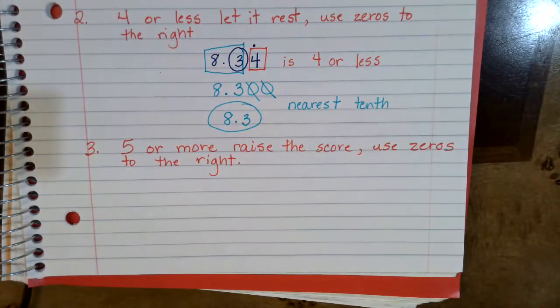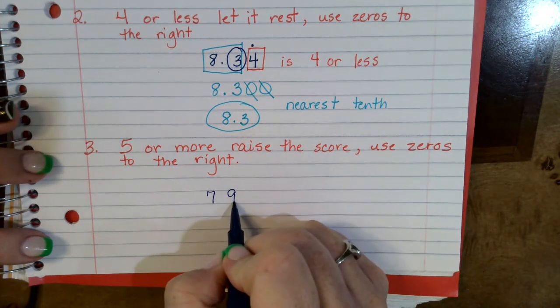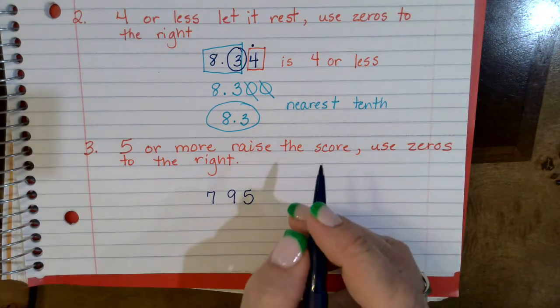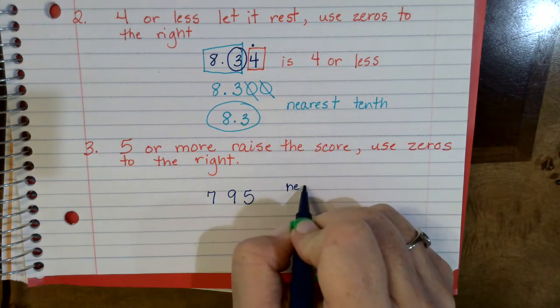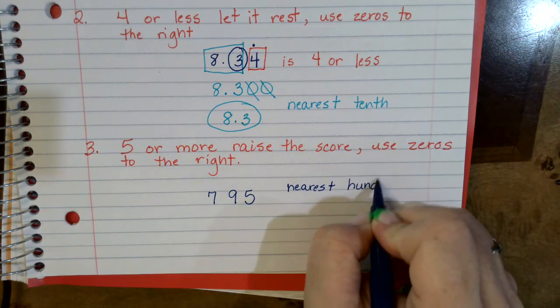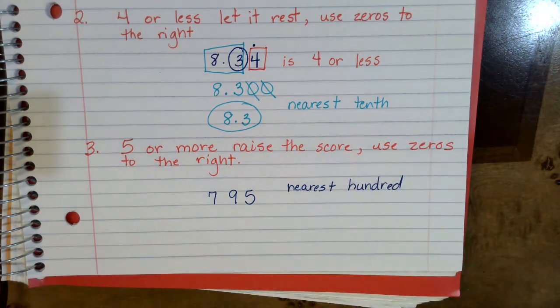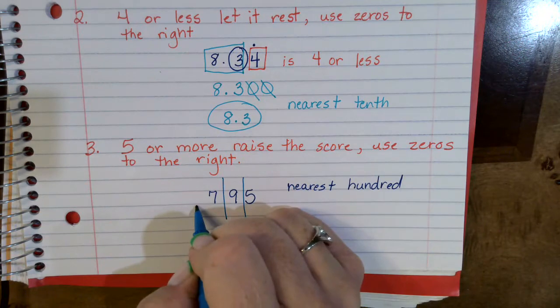We're going to use a different example for this because our first example, 8.34, doesn't really fit in with that at all. So let's try this number, 795 rounded to the nearest hundred. Okay, if you need to make your place value chart, go for it.